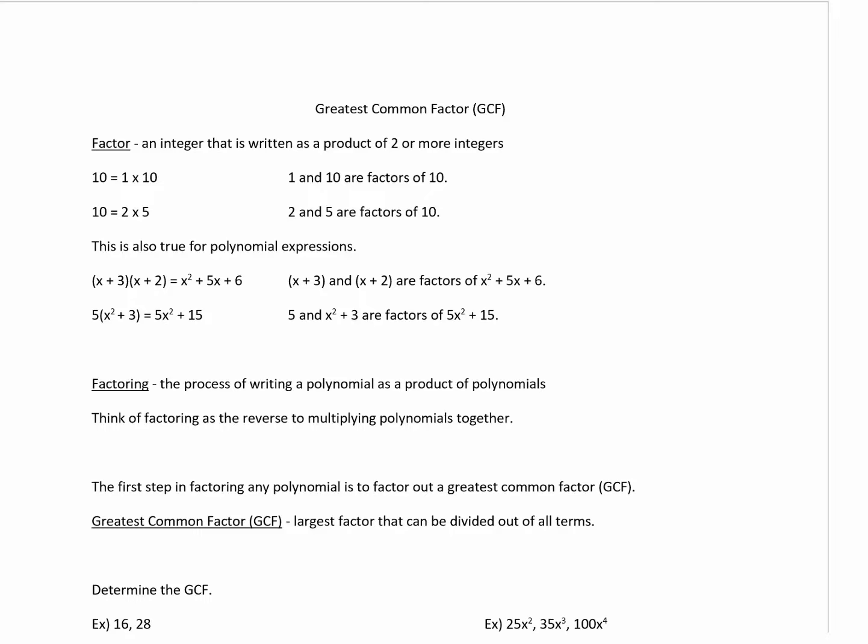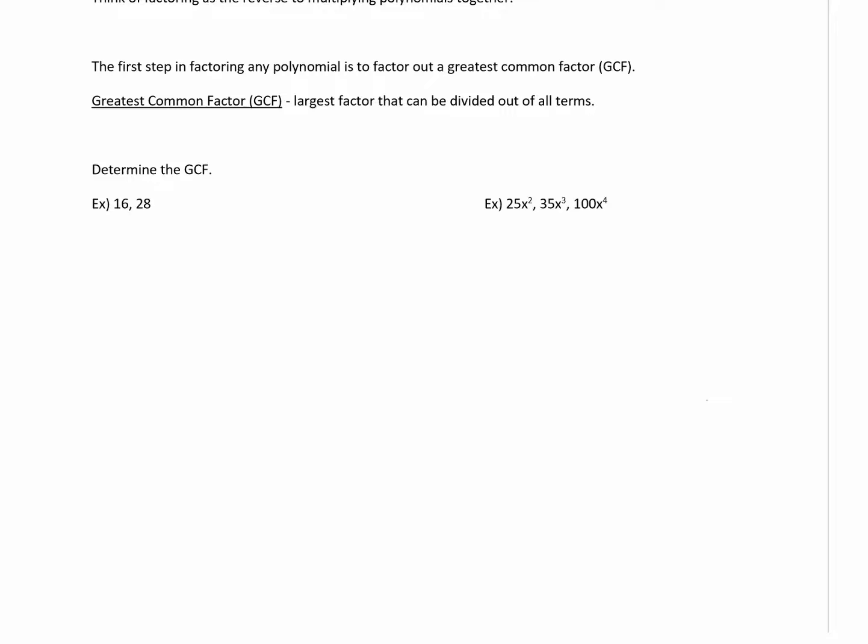So the first step in factoring any polynomial is to factor out the greatest common factor. And the greatest common factor is the largest factor that can be divided out of all terms. Okay, so let's determine the greatest common factor. Well, one way I can determine the greatest common factor is to create a factor tree to get all the prime factors of a particular number.